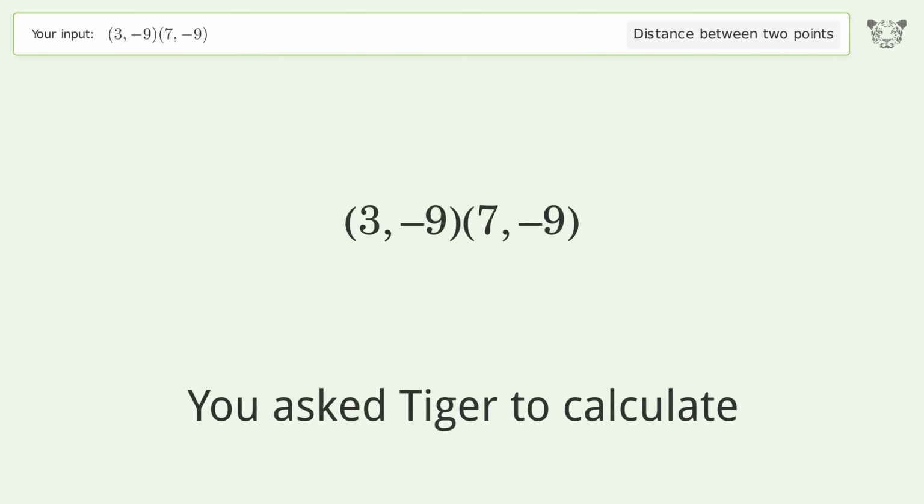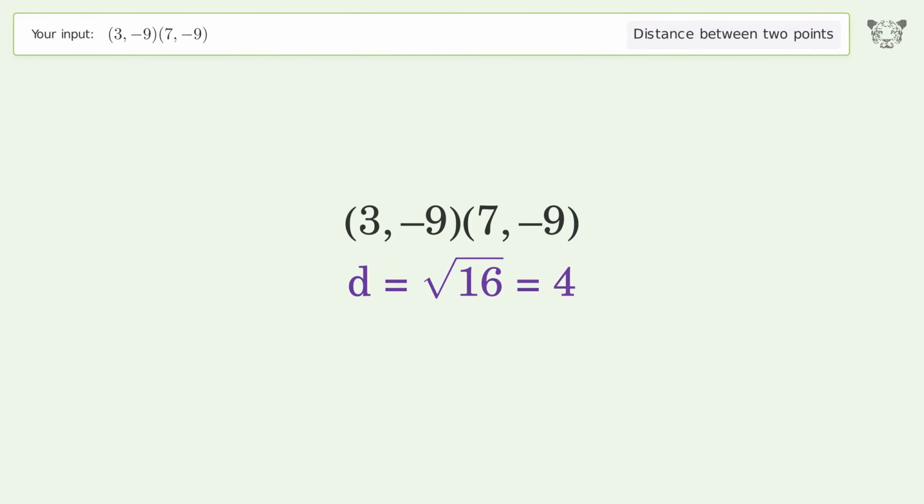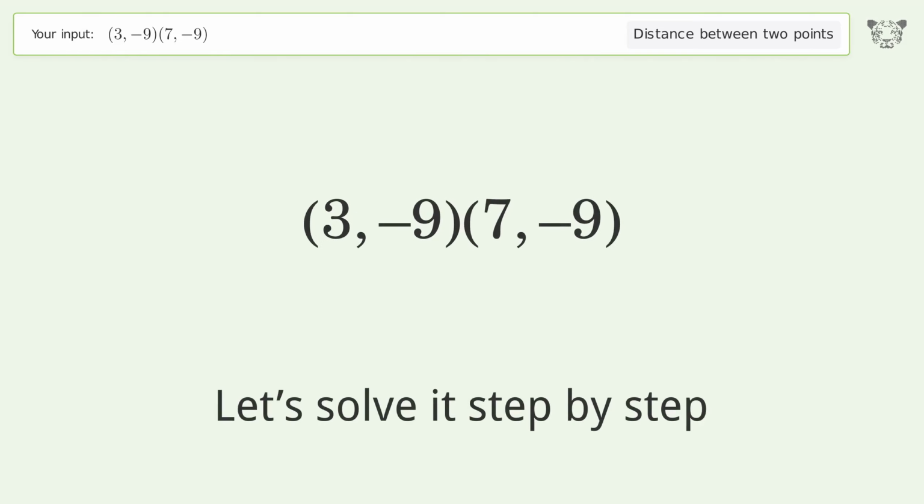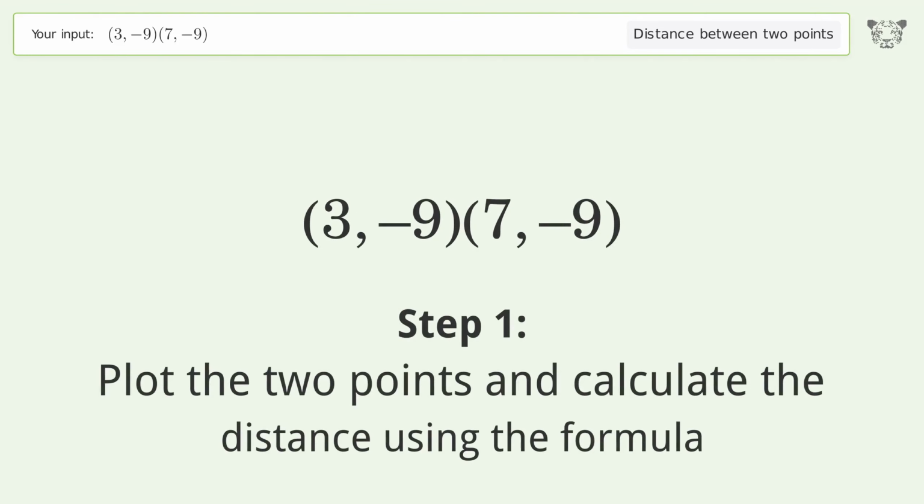You ask Tiger to calculate. This deals with the distance between 2 points. The distance between the 2 points is the square root of 16, or 4. Let's solve it step by step. Plot the 2 points and calculate the distance using the formula.